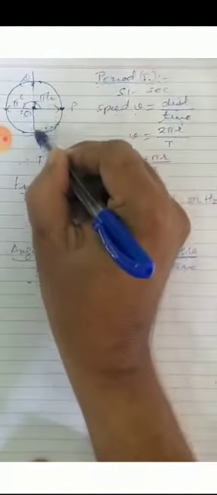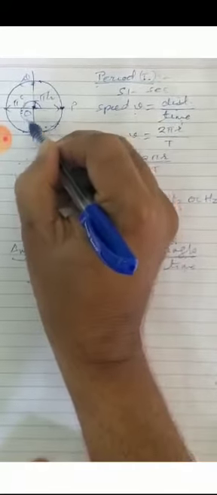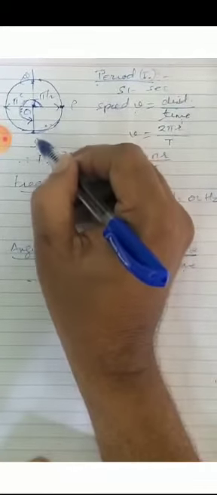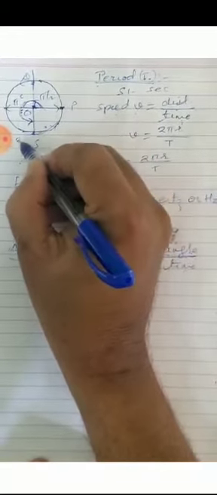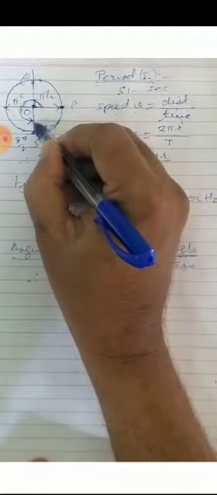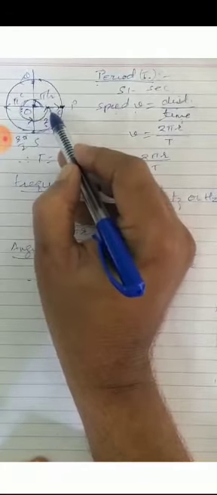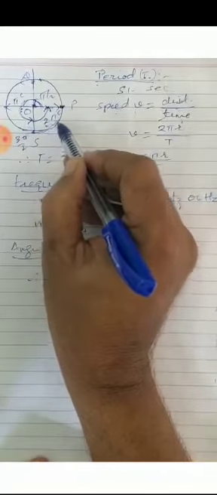It means pi radian. And when it comes at this point, how much is this angle? Total angle this much, 270 degree, means how much in radian? 3 pi by 2. And again when it comes at the same point P, then the total angle covered by the particle is 360 degree. It means 2 pi radian. So when the particle completes one revolution, the angle described by it is 2 pi radian.